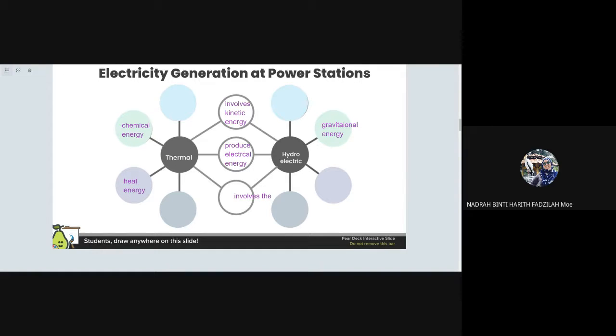For example, ini saya ambil daripada idea daripada Emma. So dekat bulatan bubble warna hijau tu, sebelah kiri chemical energy, sebelah kanan gravitational energy. So dia compare kat situ in terms of the types of energy involved. Okay, macam itulah, dan similarity disebut pasal kinetic energy.